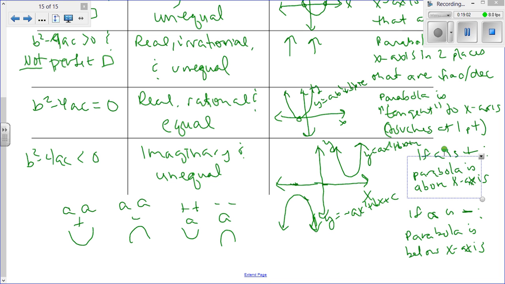So I kind of have some faces. So if a is negative, it opens down and it's a frown. If a is positive, it's a smile and it's happy. So that is the discriminant.